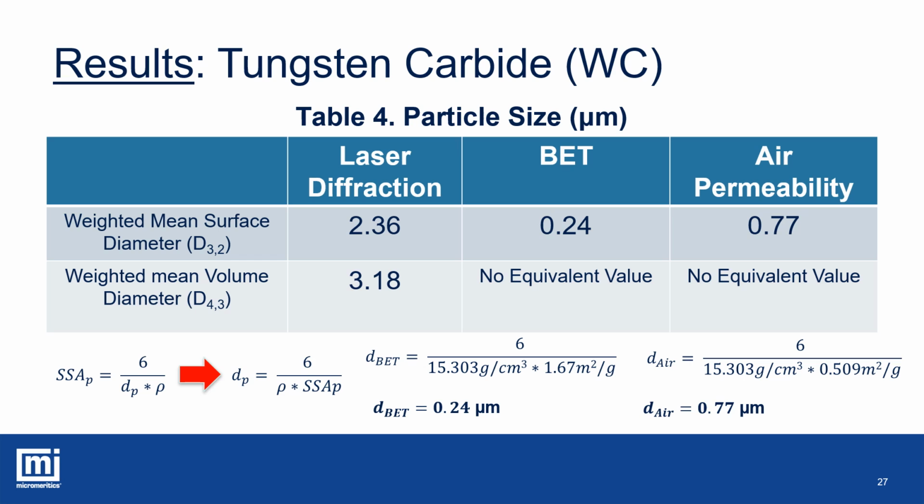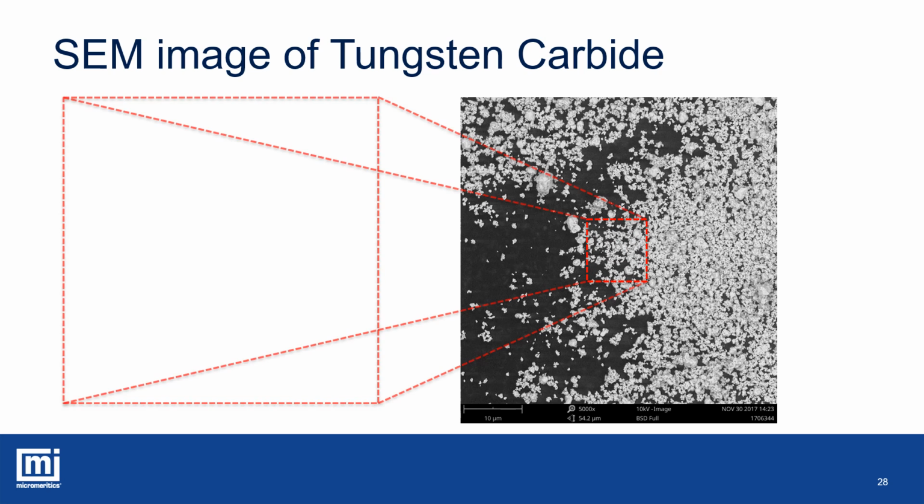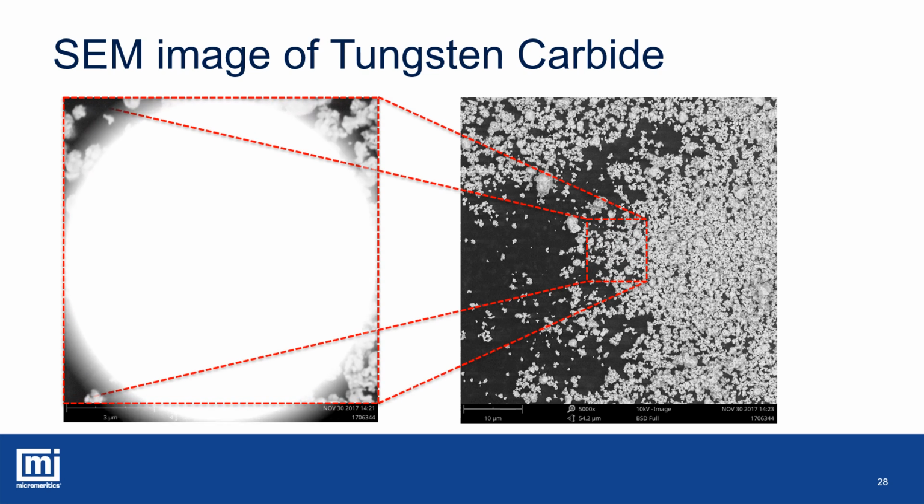Looking at the image of the tungsten carbide material, we can see very small particles. This makes sense due to the values that we saw from the different techniques for size as well as for surface area. And when we zoom in to a small area here, we can see additionally that it looks like the particles may be fused together or aggregated, or they're definitely not spherical.